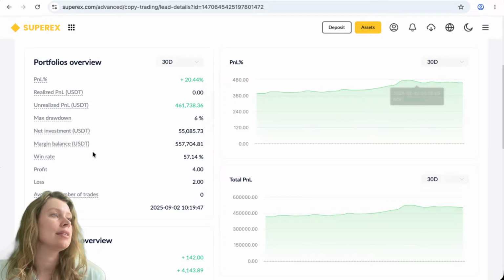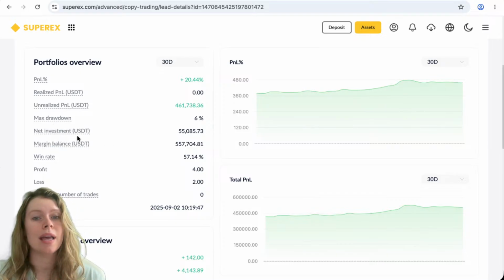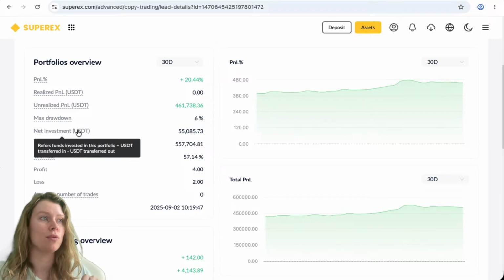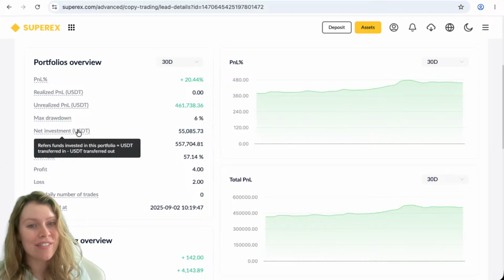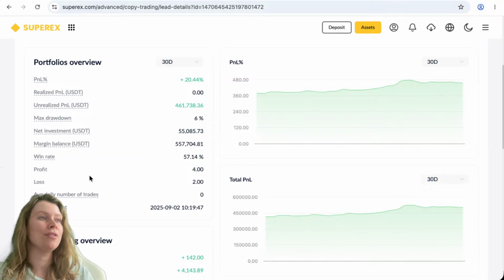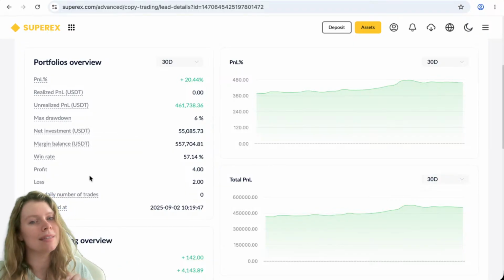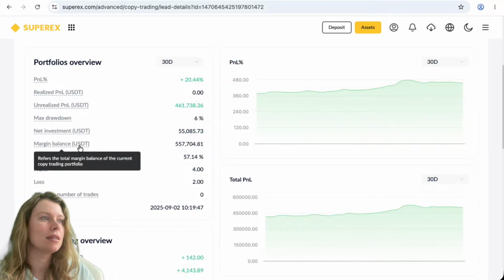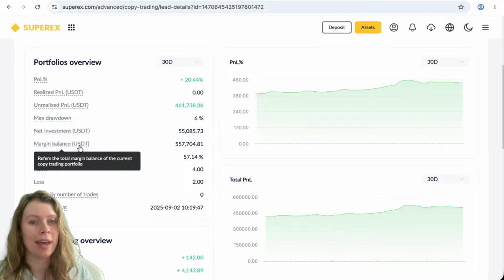So let's have a look at net investment. This refers to funds invested in this portfolio: USDT transferred in, USDT transferred out. $55,000. That's insane. That is crazy good. I do definitely want to keep my eye on this person because that's some good juju right there. Margin balance refers to the total margin balance of the current copy trading portfolio, okay?